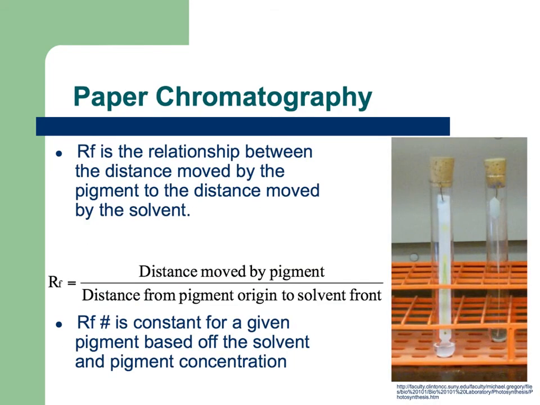So we are going to be calculating the Rf, and basically the Rf is just a relationship between the distance that the pigment has moved and the overall distance that the solvent has moved. This is a standard number, so if you were to do this 50 times, you would get a pretty standard number for either chlorophyll A or chlorophyll B. It is a constant. It depends on how much pigment you actually put, so you would have to put a standard amount to get that standard constant number. It's pretty easy to calculate: distance moved by pigment over distance moved by the solvent.